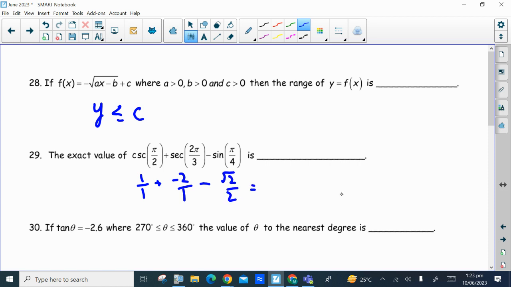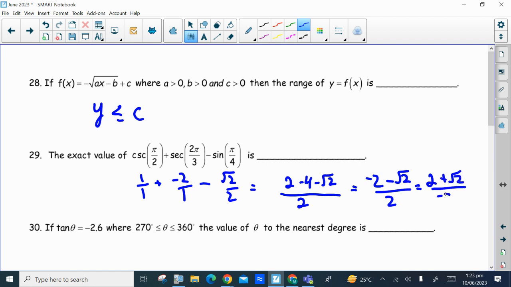So we need to add these together, get a common denominator. It'll be 2 minus, no, minus 4, excuse me. Minus 4 minus root 2. Or negative 2 minus root 2 all over 2. And that could also be written as 2 plus root 2 over negative 2.